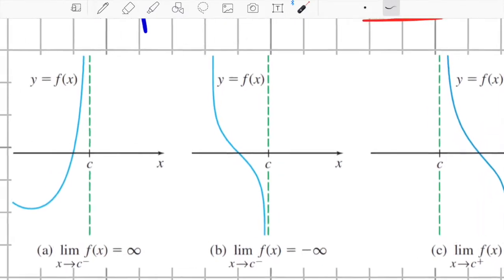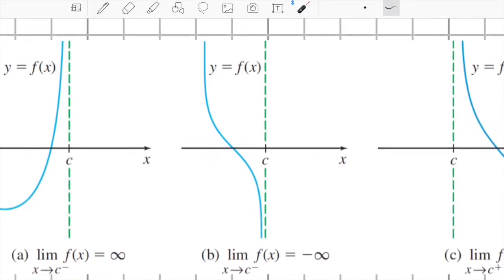It just says that it keeps on growing forever. Another possibility would be that as you approach c from the left, what is your graph doing? In this situation, the graph is decreasing without bound. Since it's decreasing, that means that the limit is going towards negative infinity.